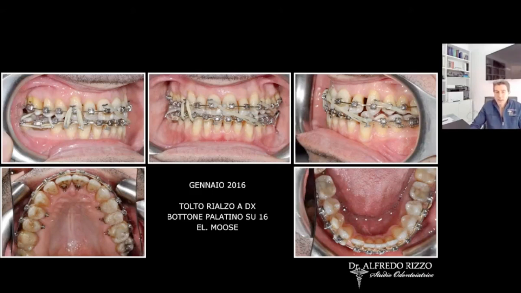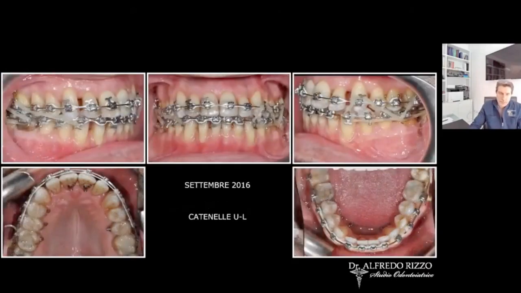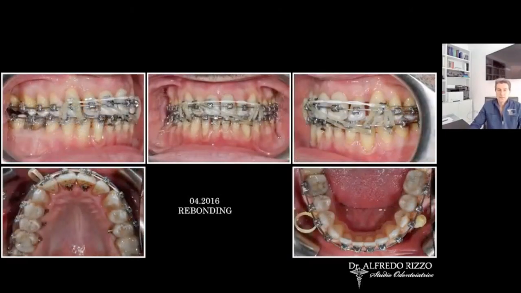Simultaneously, we continue using elastics to correct crossbite and diagonal elastics to normalize the midline and the centrals. We already see class 1 on the right and on the left. Sometimes I go back to class 3 elastics in order to achieve hyper correction. We close the diastema and interdental gaps.